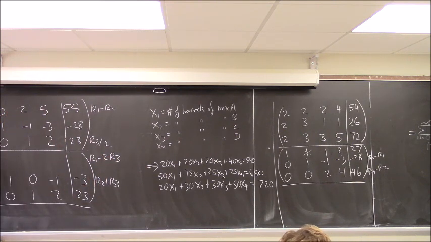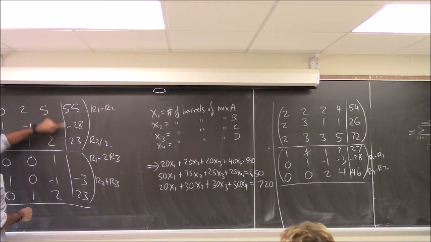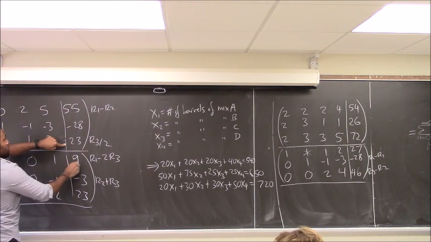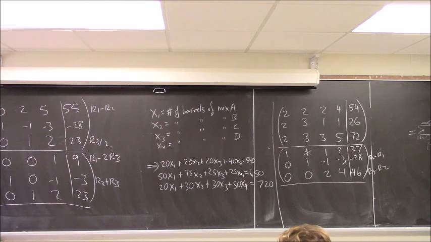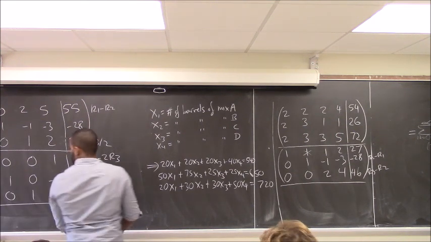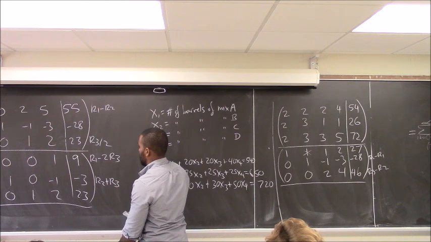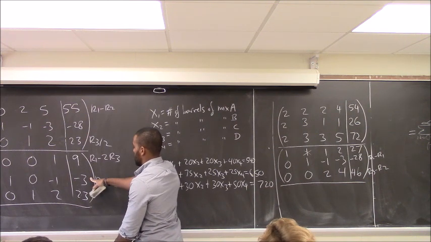This minus 2 times that, 1. This minus 2 times that, 0. This minus 2 times that, 0. This minus 2 times that, 1. This minus 2 times that. 2 times that is 46, so 55 minus 46. And that's in reduced echelon form. Now, what? Negative 5. Here? Yeah.